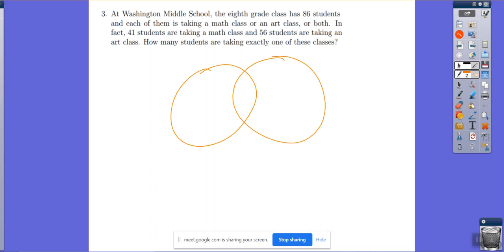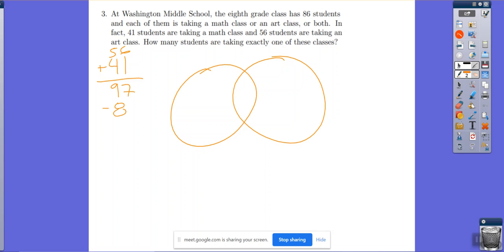So you take 41 and then add 56, and that's 97. And then 97 minus 86 is 11, and then 86 minus 11 equals 75. And then the answer is 75.